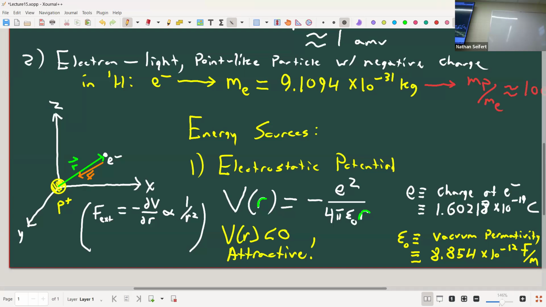What does the electron do? Well, the electron feels that force from the proton, and the proton sucks it in. The force is always pointing towards the proton. So as a function of time, that electron is going to get closer and closer to the proton. Not only that, it accelerates. As it gets closer and closer, the force increases. Remember, F equals ma. So as the force increases as it gets closer, it accelerates. So as the electron gets closer and closer to the proton, it's moving faster and faster towards the proton.